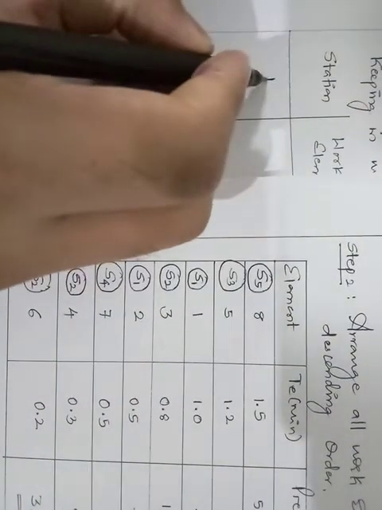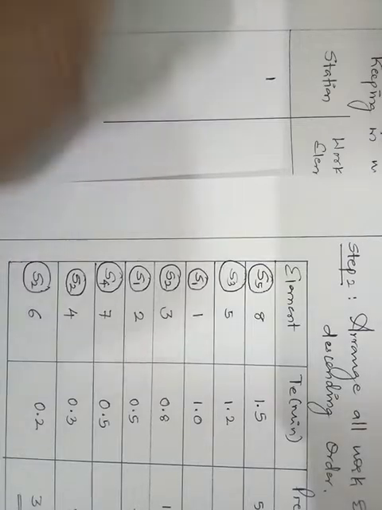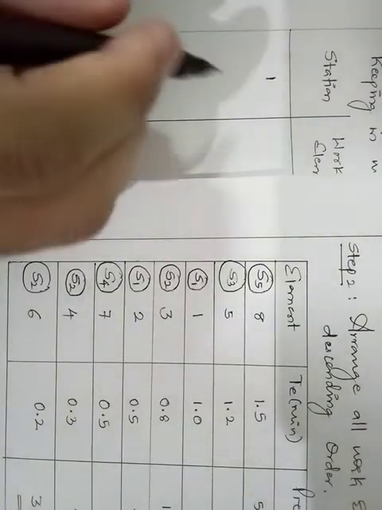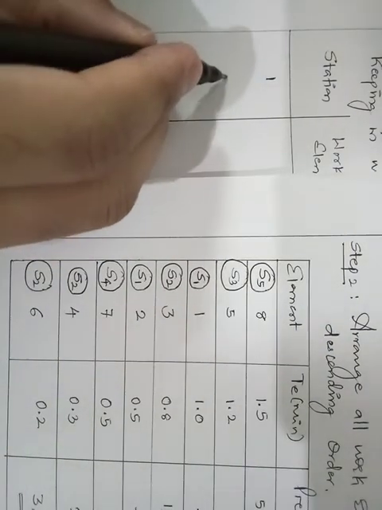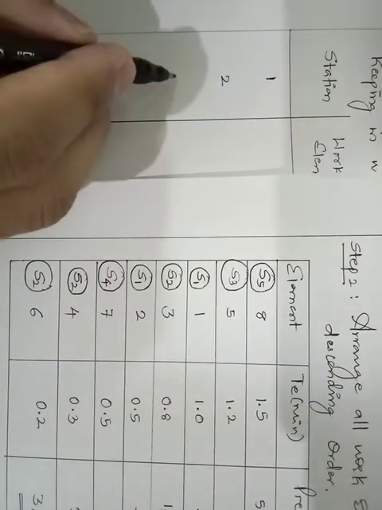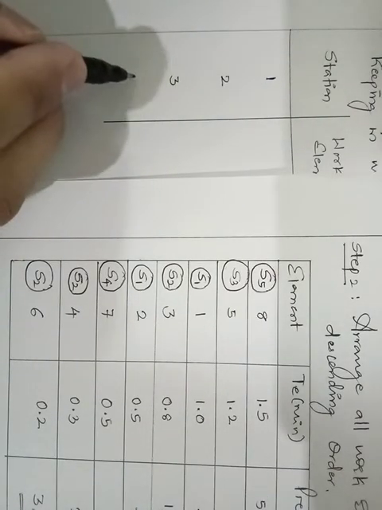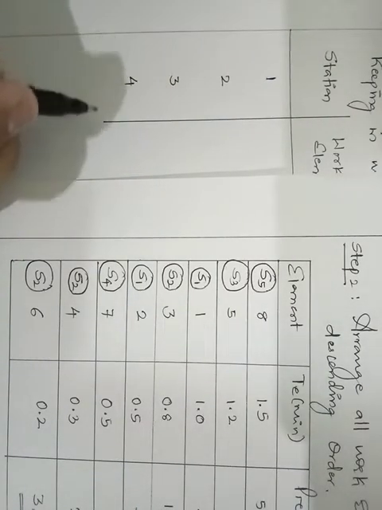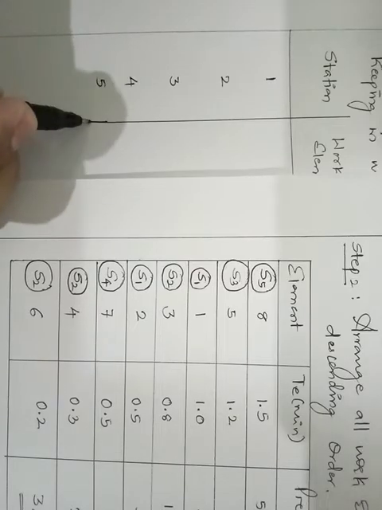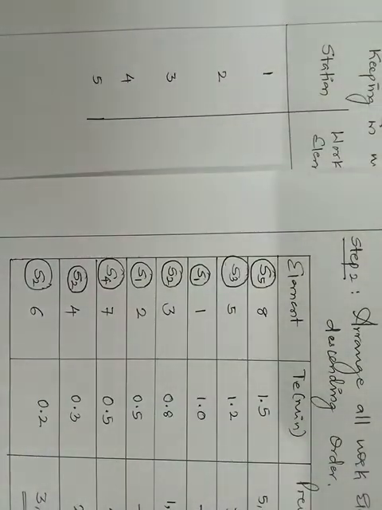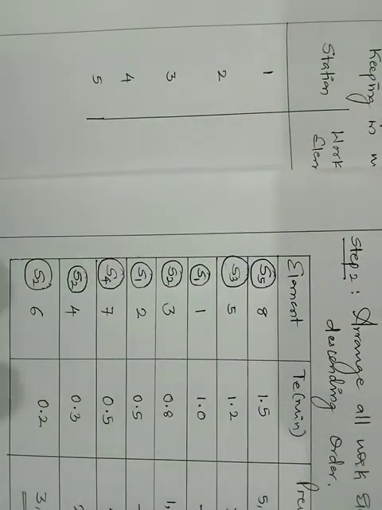So station number 1, next you are having station number 2, station number 3, station number 4, and station number 5, right? So these are the maximum stations. Now for step 3, I am constructing the table now.